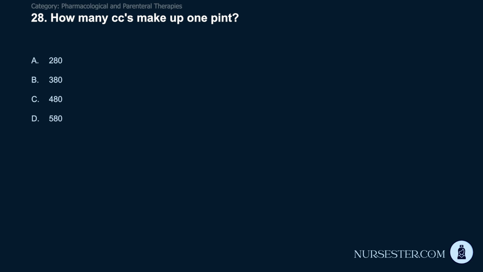28. How many cc's make up 1 pint? A. 280. B. 380. C. 480. D. 580. Correct answer, C. 480. 1 pint is composed of about 480 cubic centimeters or 480 milliliters.